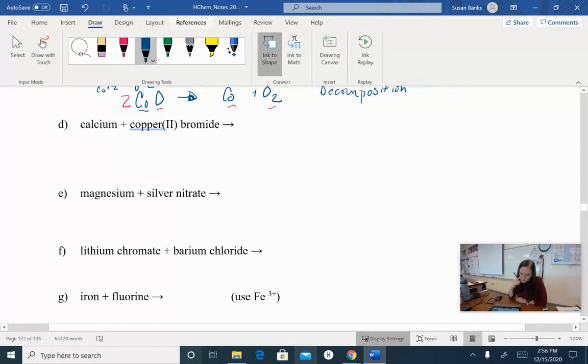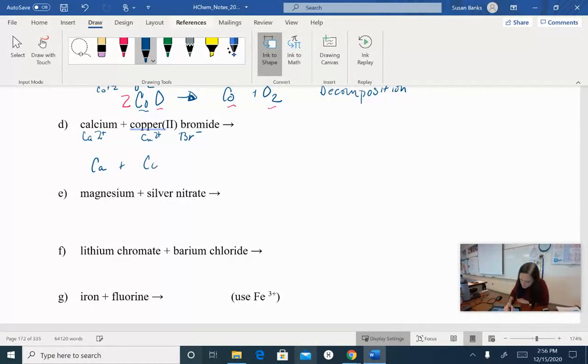So let's put in our charges. Calcium will acquire a +2 charge. Okay, copper 2 is already a +2, and bromine is a -1. Okay, so we're going to write our skeleton here. Copper is going to get together with bromine on a 1:2 ratio. Do you guys agree with this? Copper 2 bromide, CuBr2.